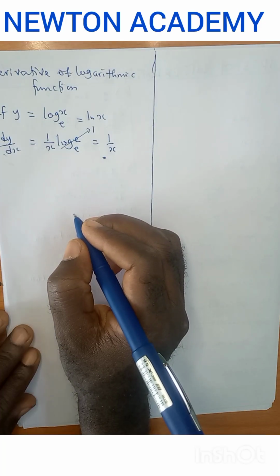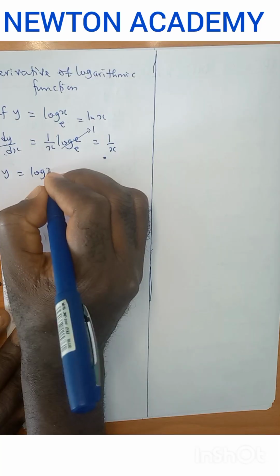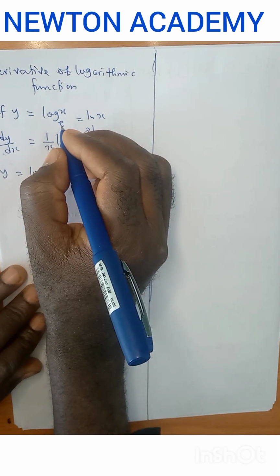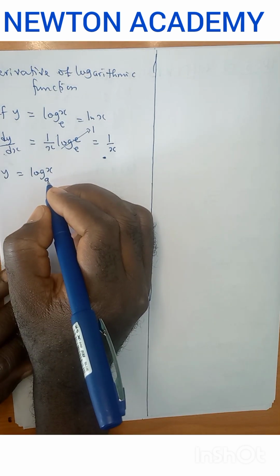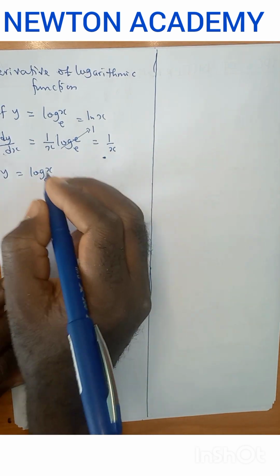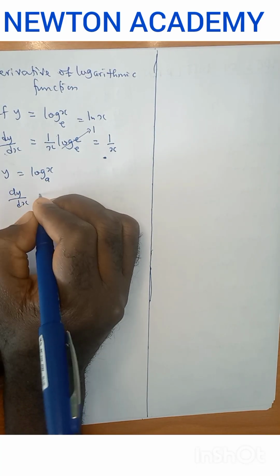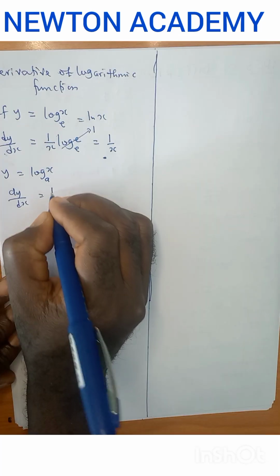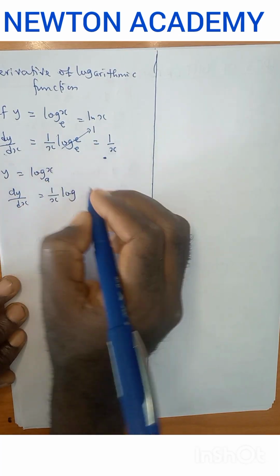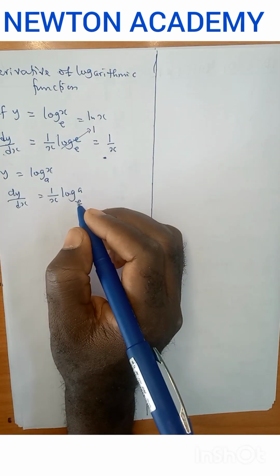Again, let us take a look at this one. If you have y is equal to log x on base a, you can see this one is on natural base, but this one is on base a. Base a is any base, it could be base 10. How do we deal with it? It's still the same technique. Then dy/dx will be equal to 1 over the function itself, then log, this one will go up and be replaced by e. This will be the differentiation of this one.